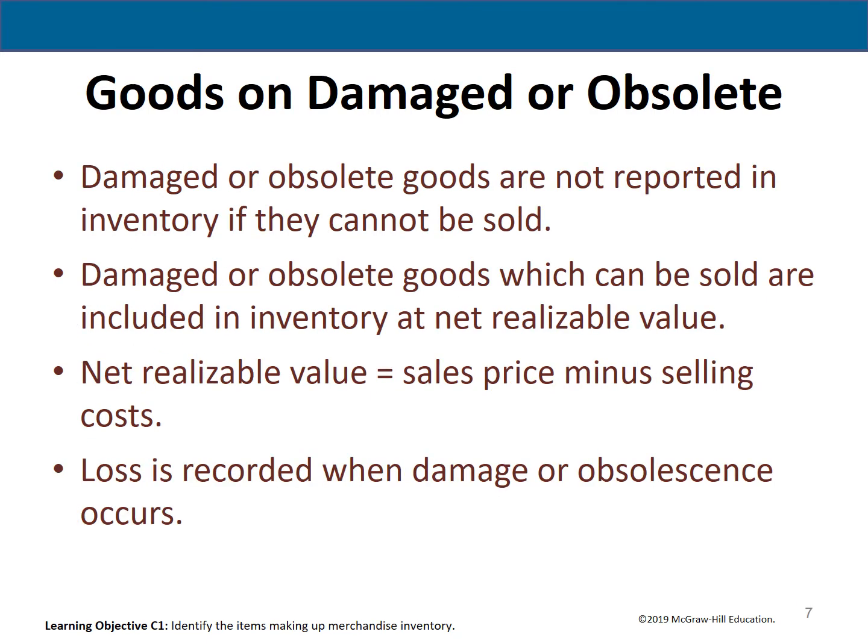Damaged or obsolete goods are not reported in inventory if you can't sell them. Damaged or obsolete goods which can be sold are included in inventory at what you can sell them for, minus normal selling costs. So if you have to pay anything extra to sell them, you subtract that. And it's that value that they're listed in inventory at, not what you paid for them. And a loss is recorded when damage or obsolescence occurs in inventory.